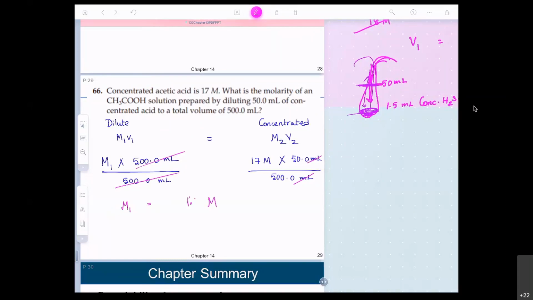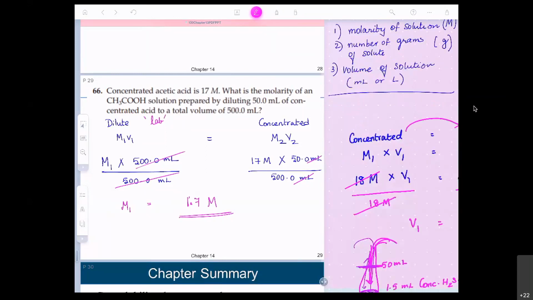1.7. So you're starting with 17 molar, and your dilute solution's concentration is going to be 1.7 molar. Maybe for a lab, I need 500 milliliters of 1.7 molar, and that's what I'll tell him. He'll know how to dilute it. This is an equation that's used a lot in the lab, because this is how you move from one concentration to the other.